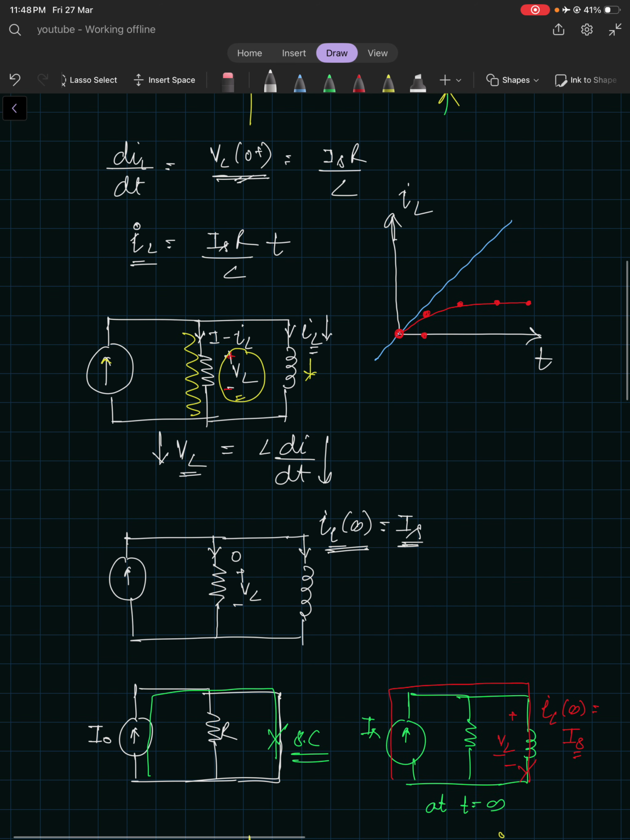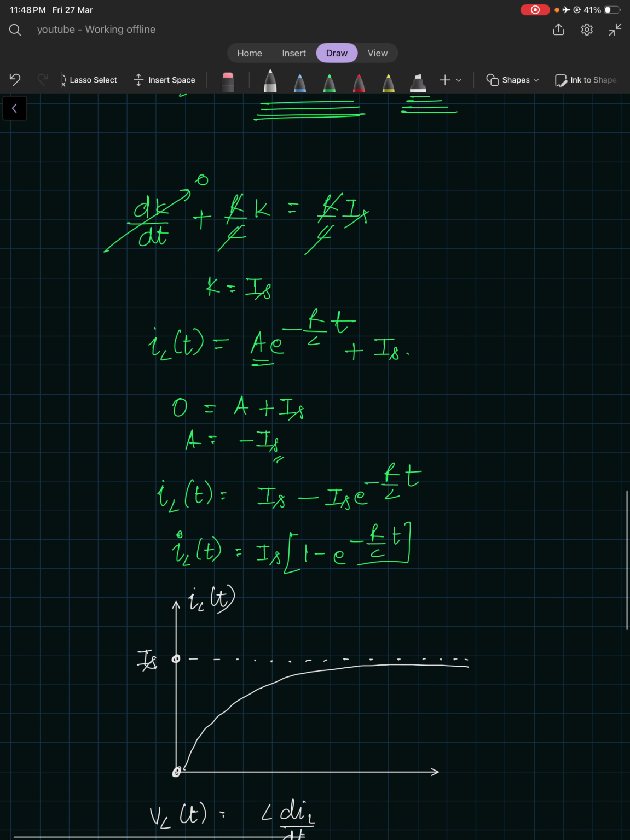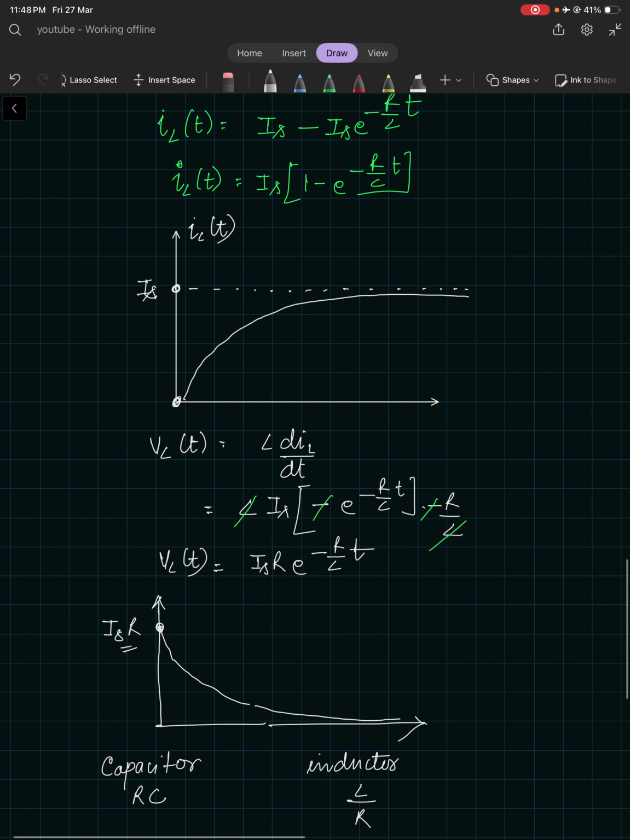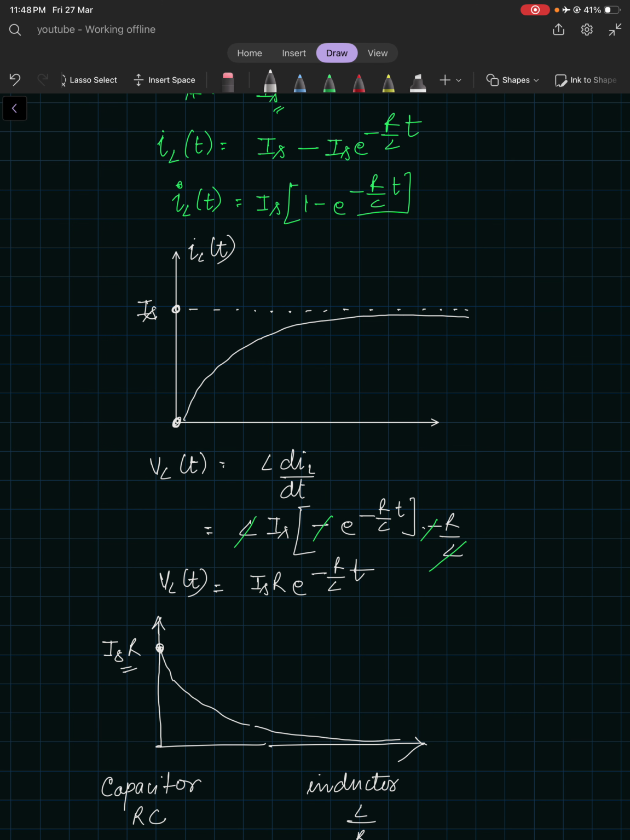So in the coming lectures we will focus on a few numerical problems, just like the capacitor Q&A sessions, right?